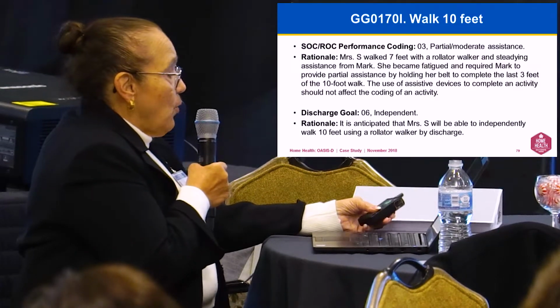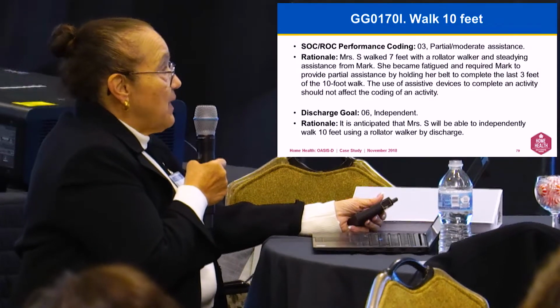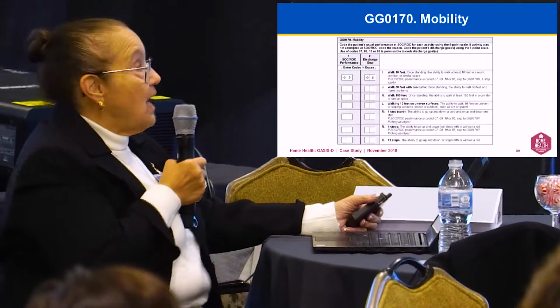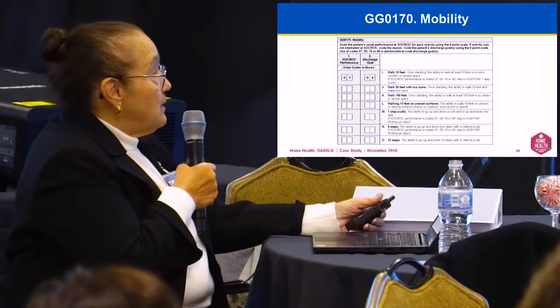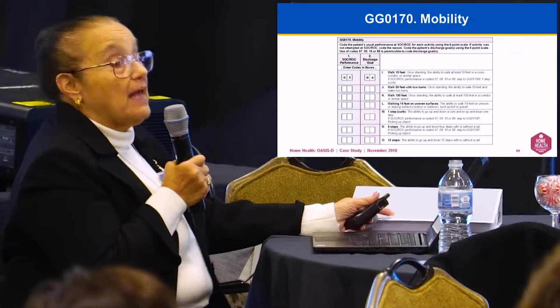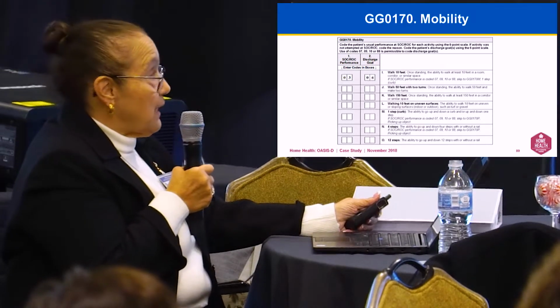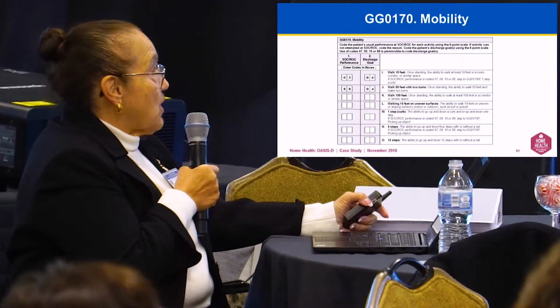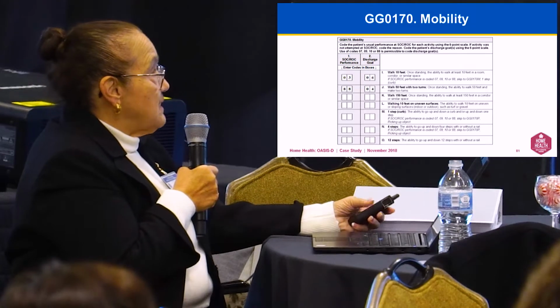The discharge goal, again, is independent because we believe she'll return to being able to walk the 10 feet as she did prior. J is walking 50 feet with 2 turns, and let me tell you, they can be tricky. She is scored 88 here in start of care and 04 on discharge.